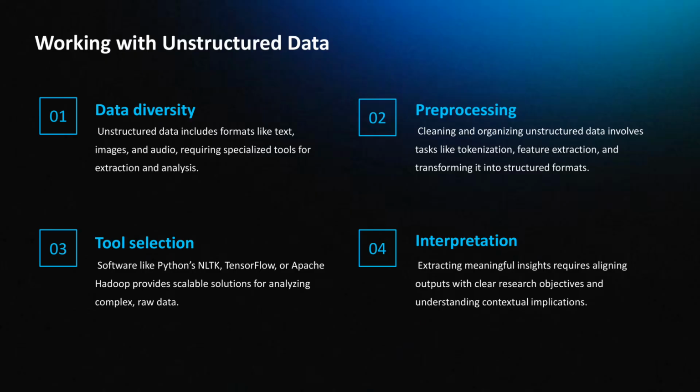Unstructured data like text, images, and audio brings richness but needs careful pre-processing, including tokenization, feature extraction, and transformation into structured formats. Choosing the right tools, such as NLP libraries or scaling frameworks, helps extract meaningful signals while aligning outputs to your research objectives and interpretation needs.